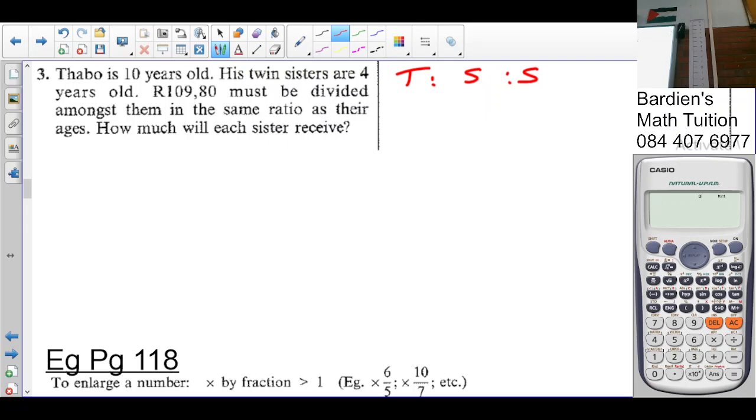109.80 must be divided amongst them in the same ratio as their ages. So we need to have the ages in the same ratio, not so? So Tambo is 10. How old is the sister? 4. And the sister? 4. How do we know they're the same? So they are twins. Okay.